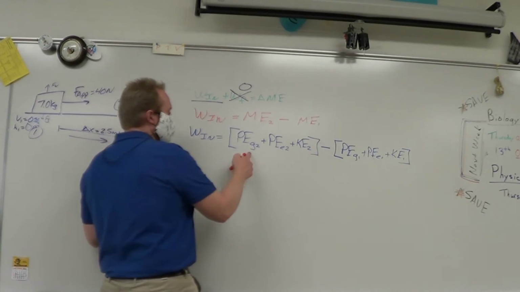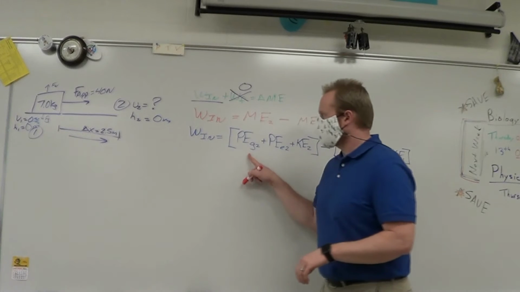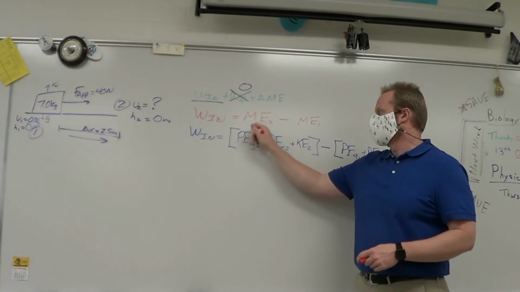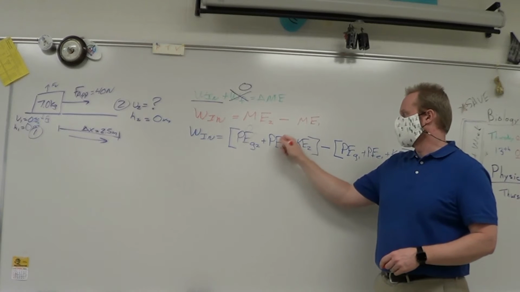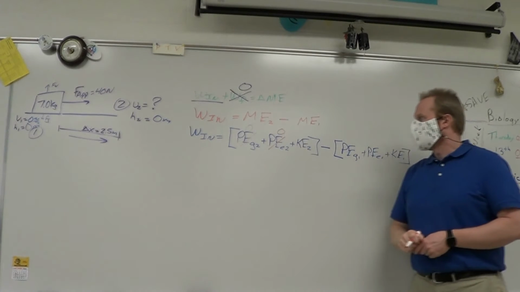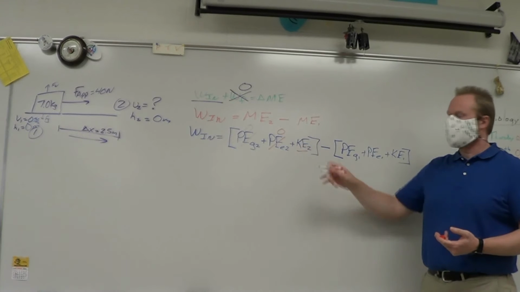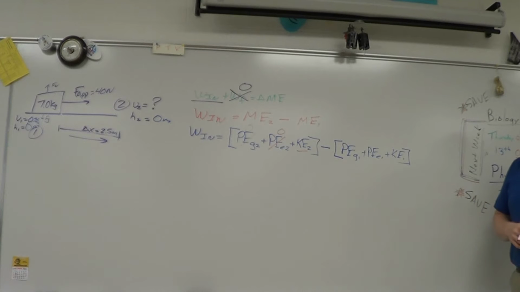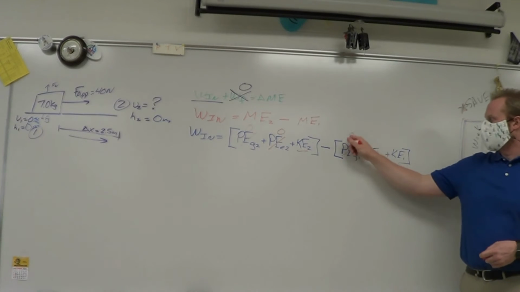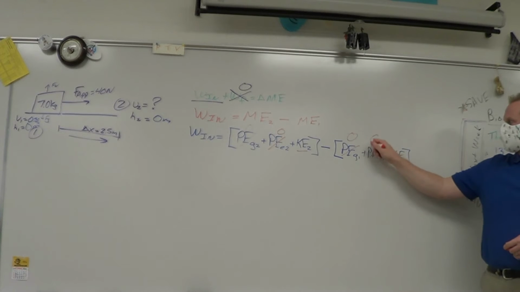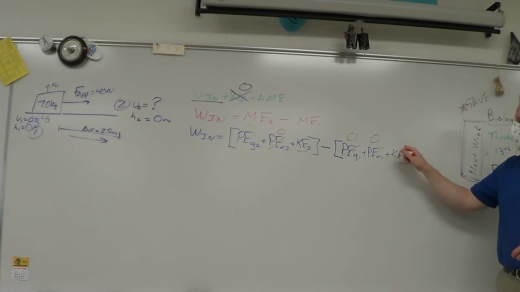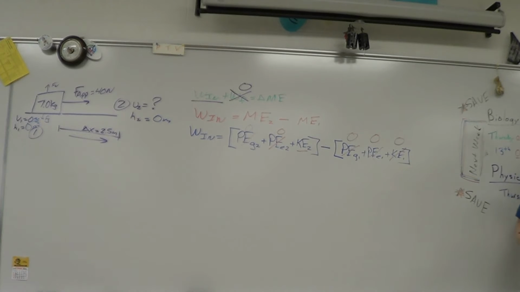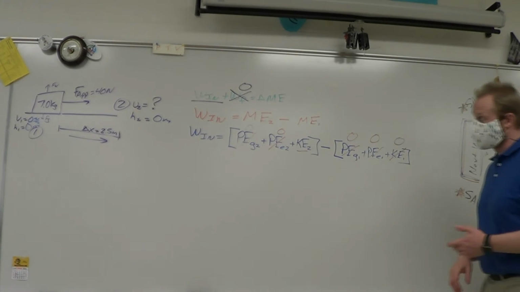Then we go through and say at location 2, is there a height? We said no. At location 2, is there a spring? We said no. At location 2, is it moving? Yeah, I just don't know how fast yet. Then at location 1, is there a height? We said my H was 0. We said there was no spring. And for KE, is it moving? We said it started at rest. So what was a pretty long equation to start with ends up simplifying quite a bit in this particular problem.